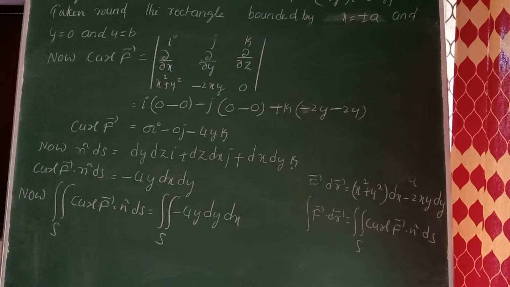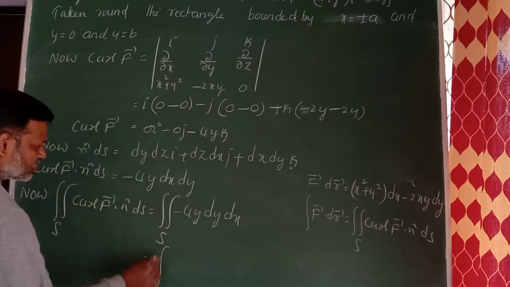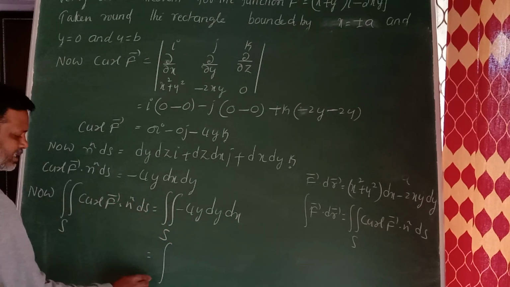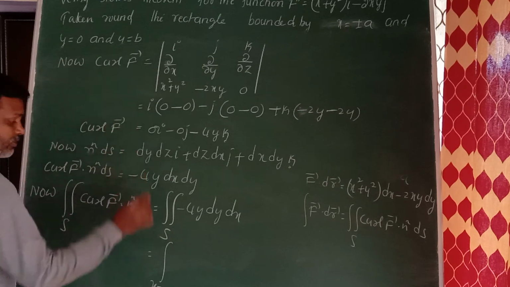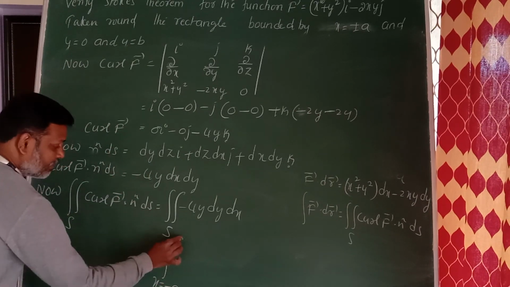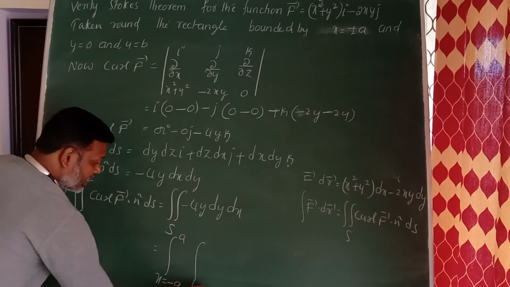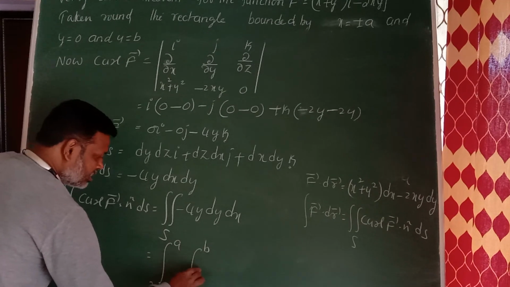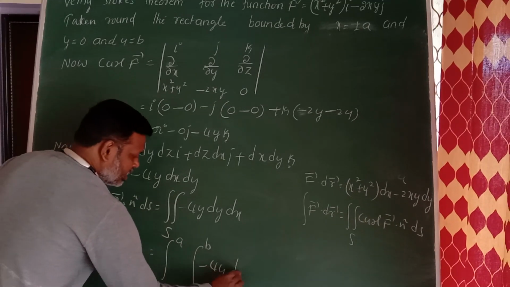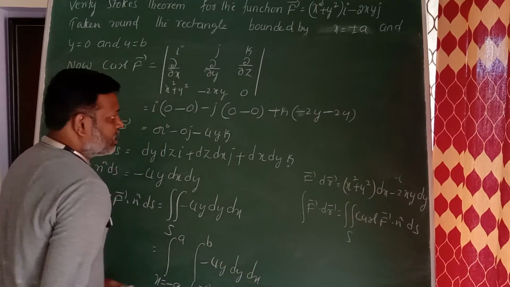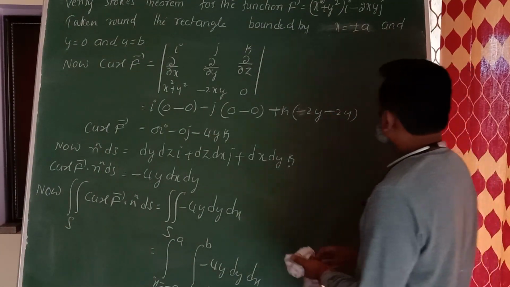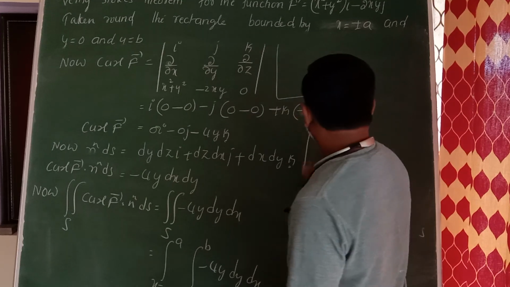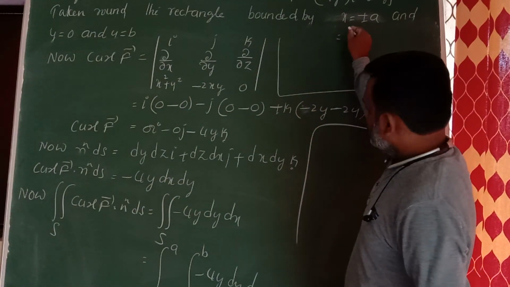So now we have to write the boundary condition. How to write the boundary condition here? Here inner is y, outer is x. x varies from where to where? As you know, x varies from minus a to plus a. But y varies from where to where? 0 to b itself. This is minus 4y into dy into dx. Let us find out the RHS part here. One by one, let us find out the RHS part.